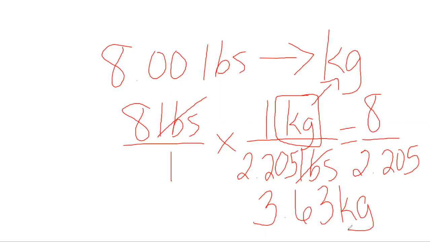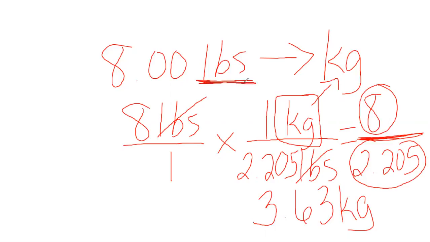So we took the 8 divided by, that's what this line here means, divided by 2.205, and we put that into our calculator, and here is our answer. And this is called conversion because we went from the U.S. customary system to the metric system.